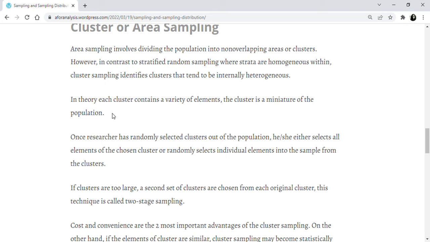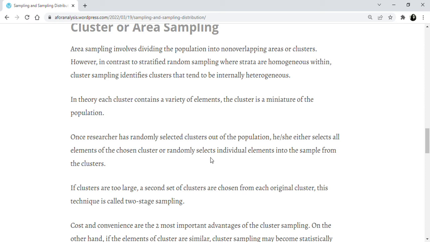So the difference between stratified sampling and cluster sampling is that in stratified sampling, inside the strata the data is sort of homogeneous. But in this case, within each cluster, there is heterogeneity, because the cluster is actually a miniature of the population. The researcher randomly selects clusters out of the population. He or she either selects all the elements of the chosen cluster or randomly selects individual elements into the sample from the cluster. He or she can select randomly because, again, the cluster is actually a miniature form of the population.